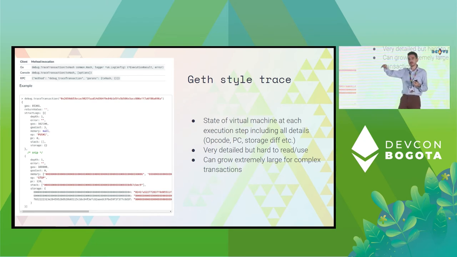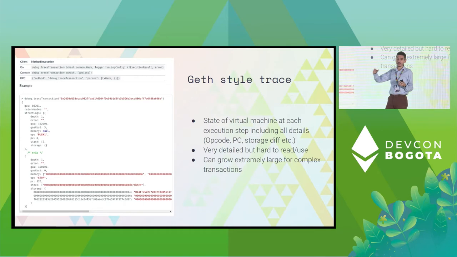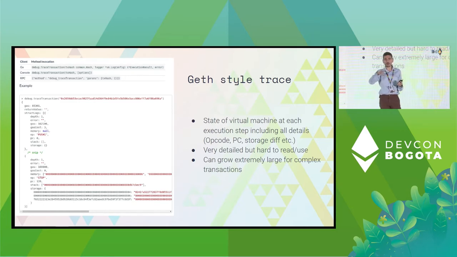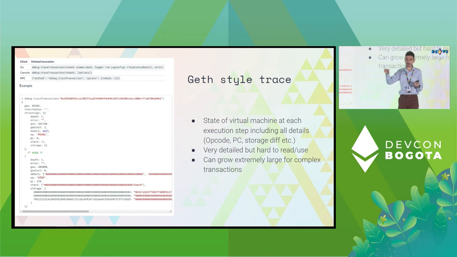And as they do this, they touch the state of these contracts, and they make some changes. So this is what the trace of a transaction is. And the Geth-style trace is the most complete. It's super detailed. It has every single step of the execution with the opcode, the program counter, the storage diff, etc. It's super detailed.